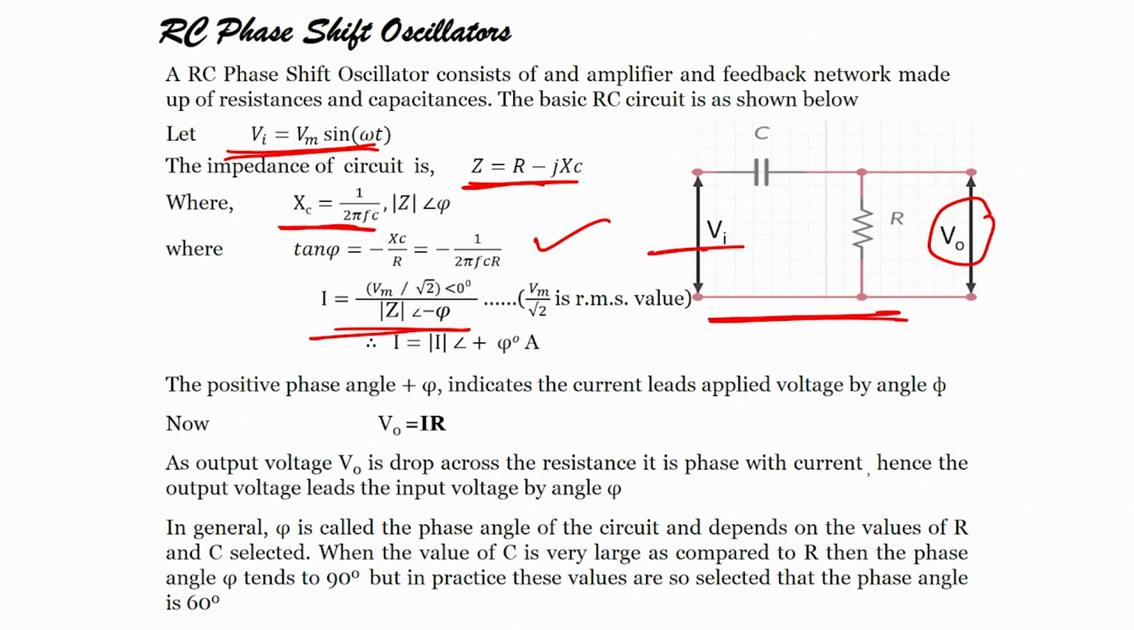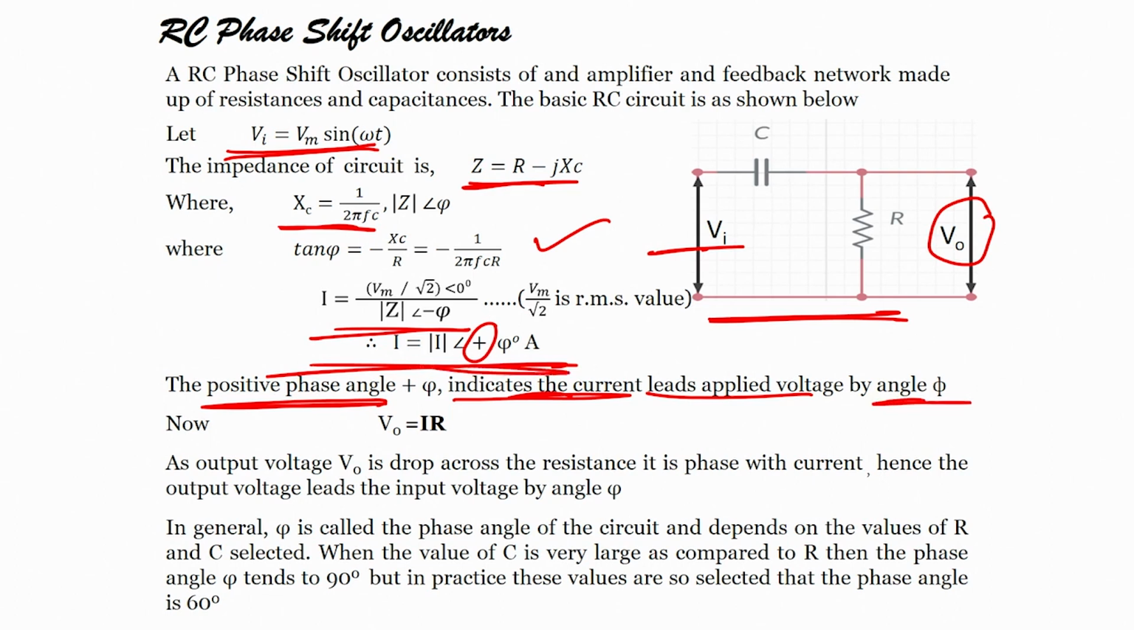That means when we have an equation like this, the positive phase angle indicates that the current leads the applied voltage by angle phi.